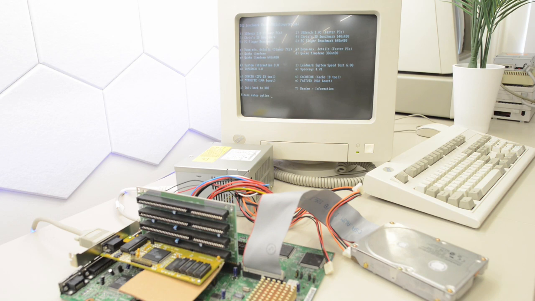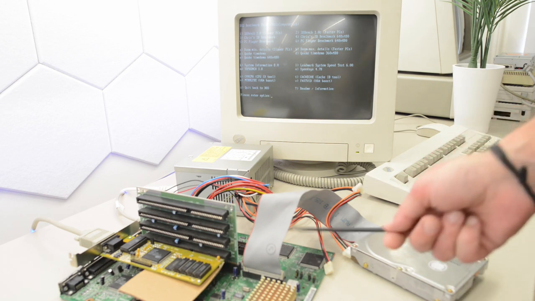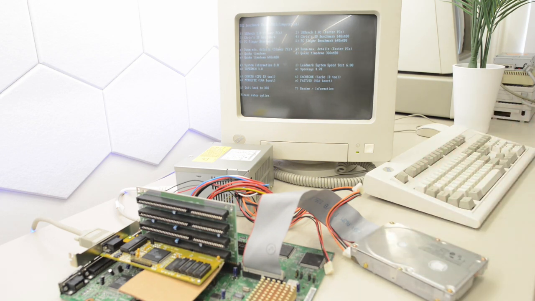Let's start with some benchmarks. I had some compatibility issues with this board. It was very picky with hard drives, so I had to try several period correct drives. And apparently this Fireball works well, so that's what we'll use.